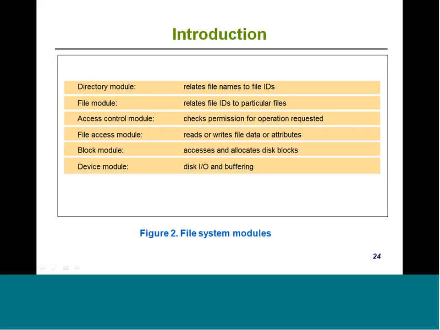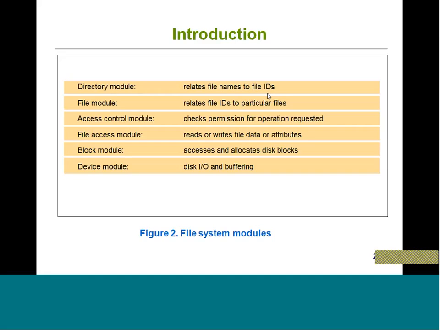The directory module has all the file handles that are in that particular directory. These are the file IDs; the file handles are also known as the file ID. So essentially, the file names are related to the file IDs using the directory module. The file module keeps all the file IDs and correspondingly where the file is located and all those details.